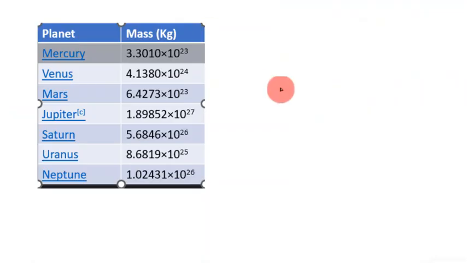So to get an idea of how big that number is, it's written in scientific notation. If we simplify this and write it as 3.3 multiplied by 10 to the power of 23, then 10 to the power of 23 is 10 multiplied by 10 multiplied by 10, 23 times. Or another way to think about it is 3.3 and then with 23 zeros after it.